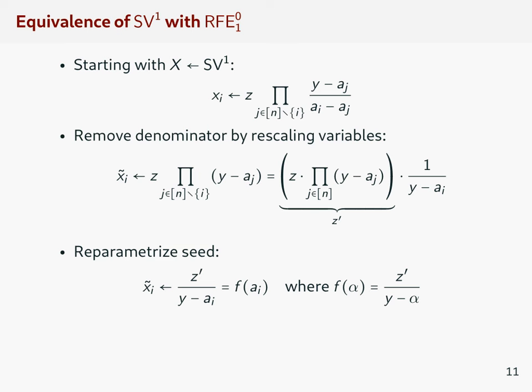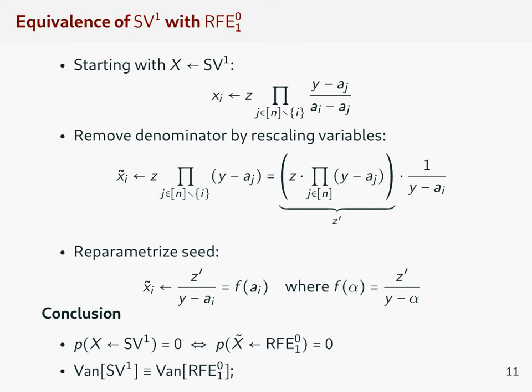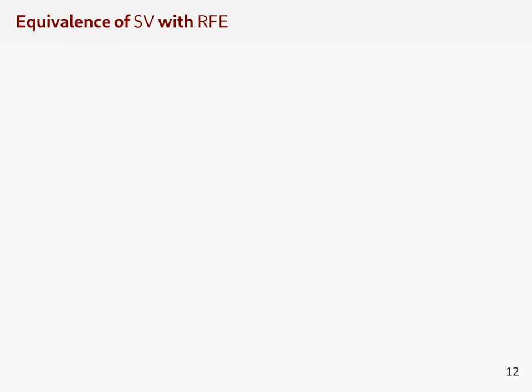So what we conclude is that plugging SV1 in for x for any polynomial p gives you 0 if and only if plugging RFE01 into these rescaled variables, xi tilde, gives you 0. So this is the sense in which these vanishing ideals are equal. SV1 and RFE01 have the same vanishing ideal up to this variable rescaling. And we just say that the generators are equivalent. So SV and RFE are equivalent more generally.